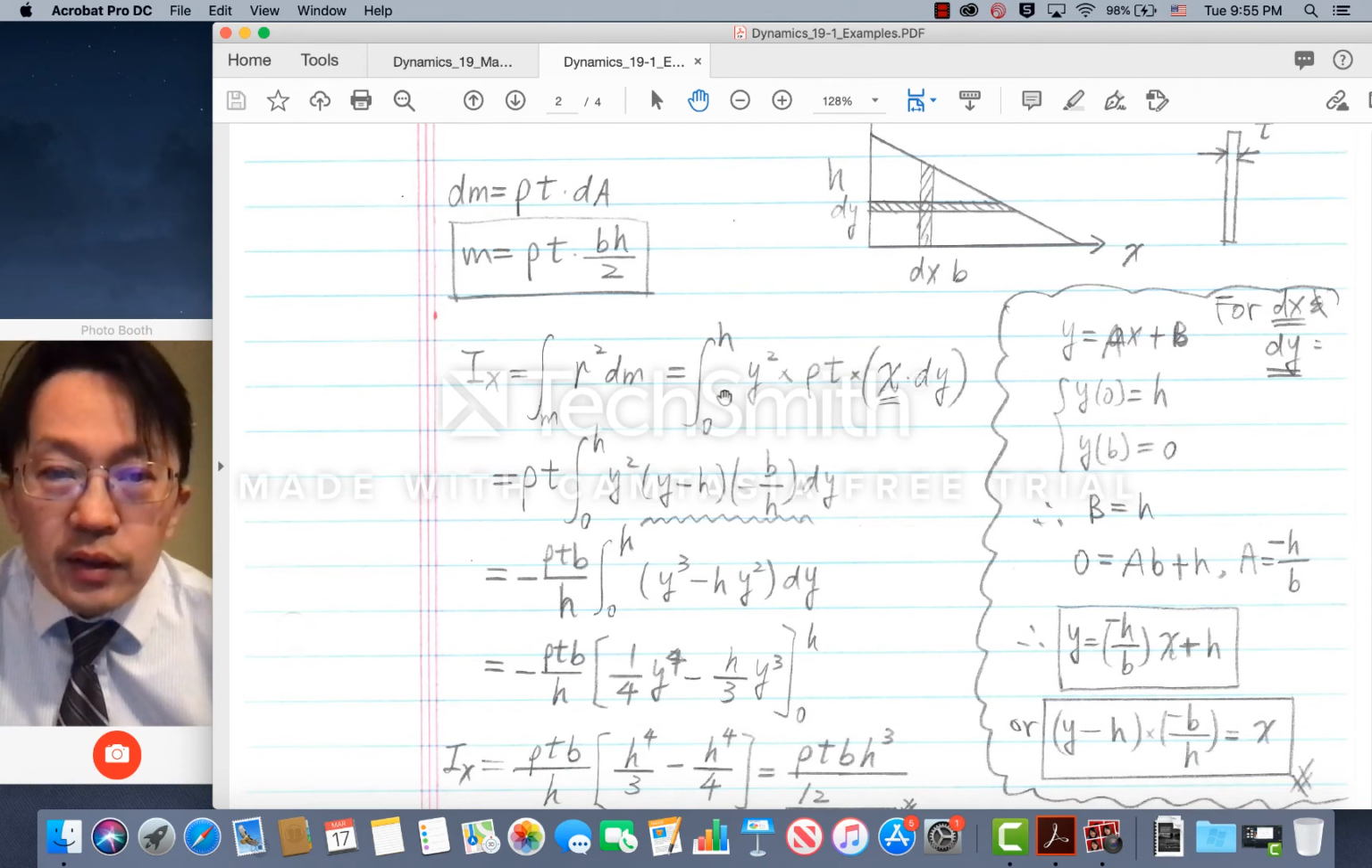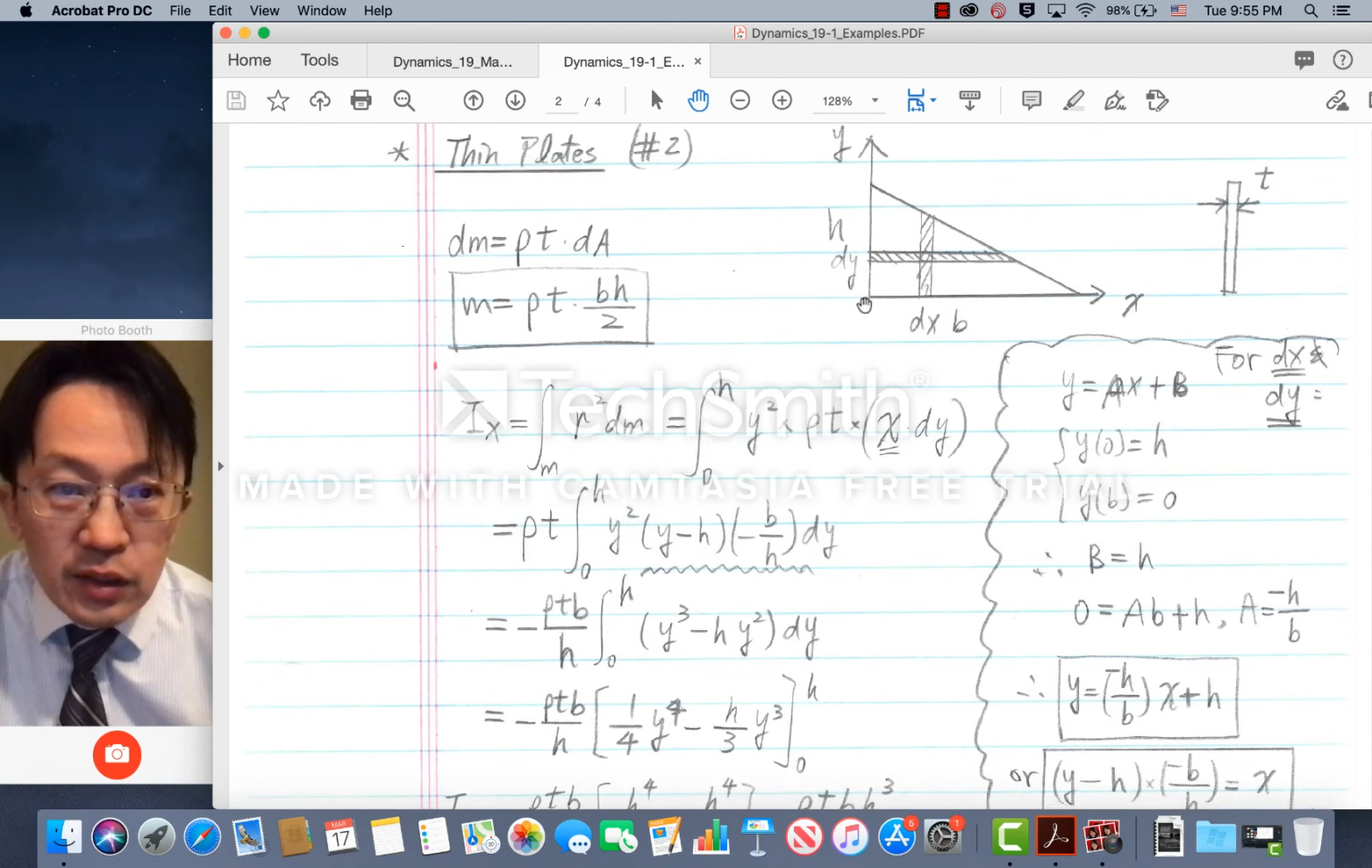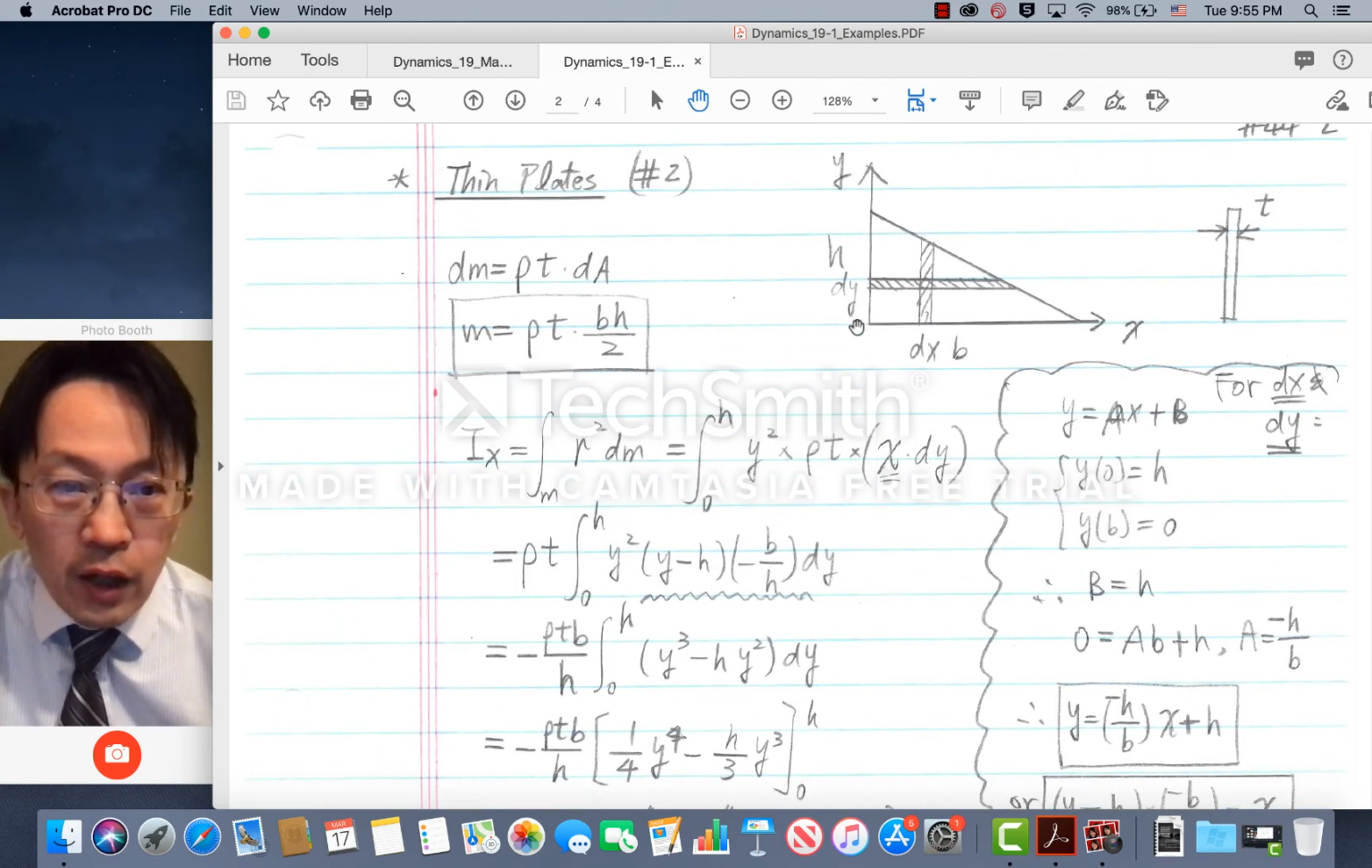So here Ix becomes the integral from 0 to h, because the lower value for y will be from 0 and the maximum value of y is going to be h. So in here we have two variables, we have x and dy, so we have to figure out what is the relationship between x and y.